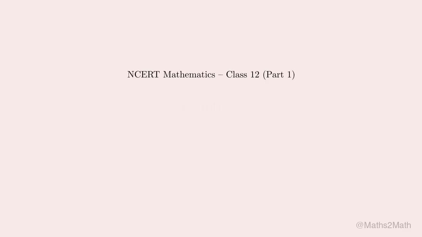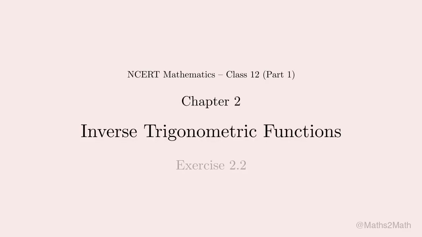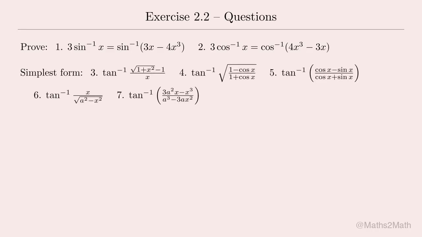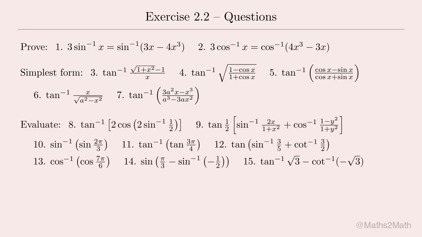In this video, we are solving every question of exercise 2.2 of Chapter 2, Inverse Trigonometric Functions, from the NCERT Mathematics textbook for Class 12, Part 1. Exercise 2.2 has 15 questions in 3 groups: 2 identities to prove, 5 expressions to write in simplest form using clever substitutions, and 8 values to evaluate. Here are the questions. Let's start with the first proof.